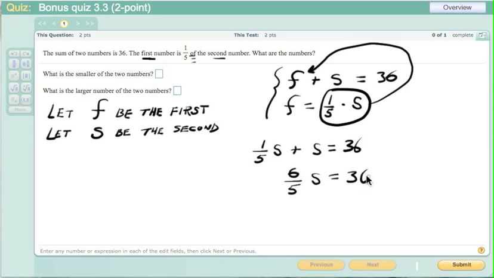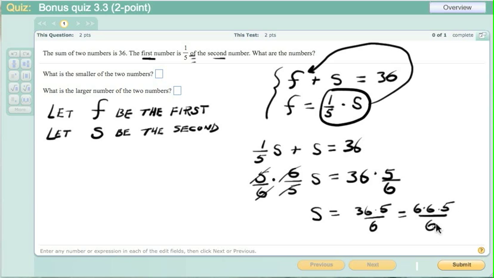And we're almost done. s is being divided by 5, so I'll multiply by 5. s is being multiplied by 6, so I'm going to divide by 6. In other words, I multiply both sides by the reciprocal. The 5's cancel, the 6's cancel. I have s is equal to 36 times 5 divided by 6. But of course 36 is really 6 times 6. And of course I have a multiplication of 5 all over 6. And I have all multiplication so I can cancel. And I get 6 times 5 or 30.